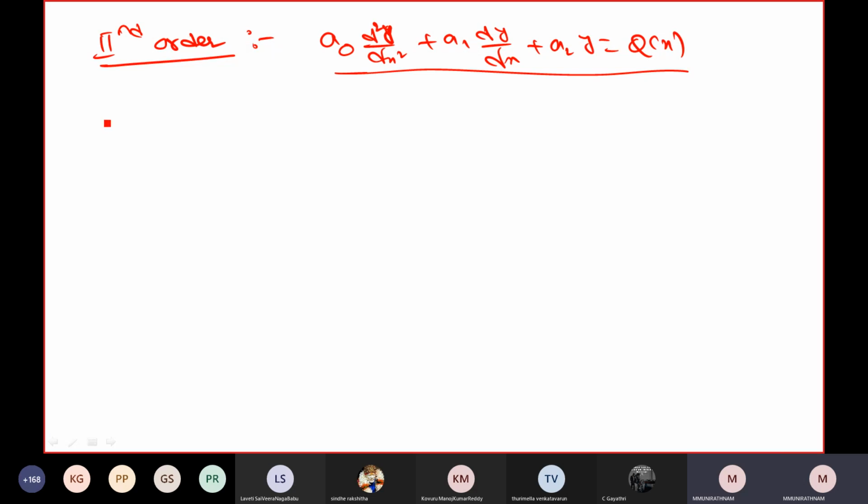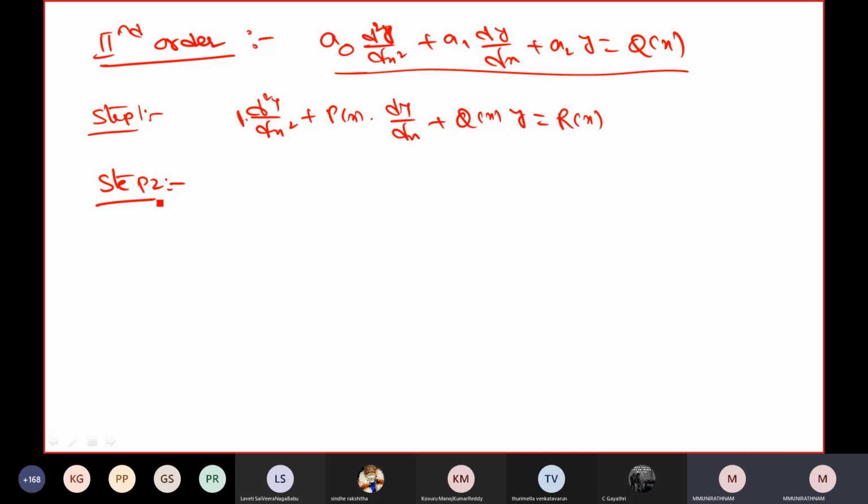So we'll follow some procedure. In step one, we should express the given differential equation in the form of d square y by dx square plus P of x into dy by dx plus Q of x into y equal to R of x. That means the coefficient of the highest order is always 1. That is the first step.